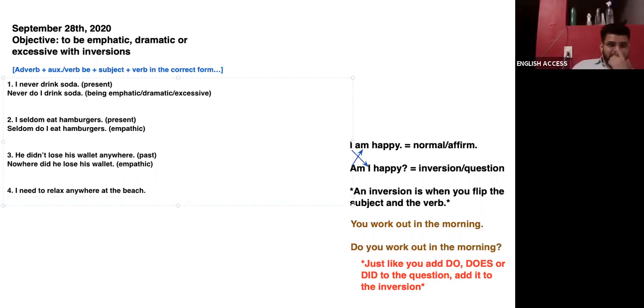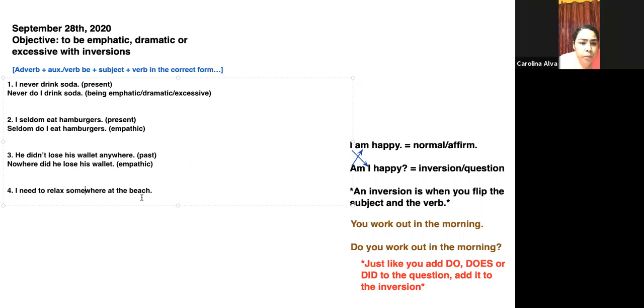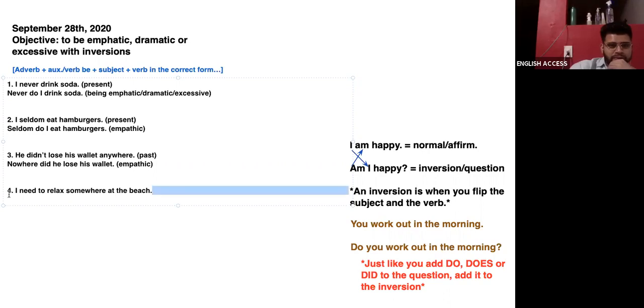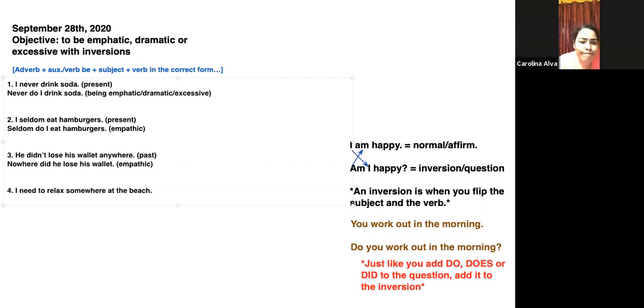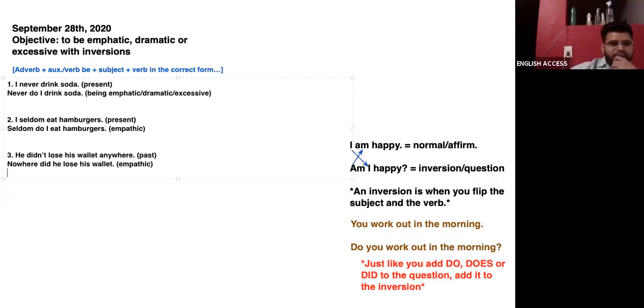I need to relax anywhere at the beach. This doesn't sound right, to be honest. I think it would be somewhere. Somewhere. So in this case, it wouldn't work because it needs to be negative. It's affirmative, right? But that's good. I have the 3 sentences that we needed. Boom.